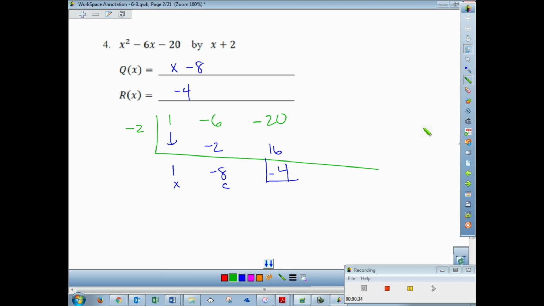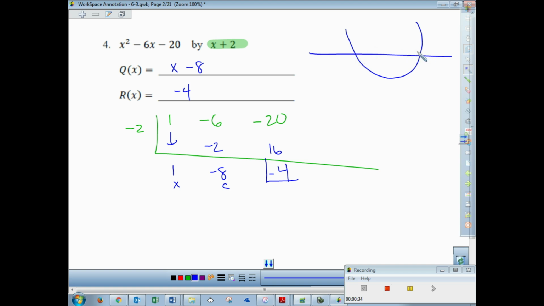What we just basically proved was that negative 2 is not a 0 of this graph right here. If we cross the parabola, it will cross the x-axis, maybe 2 places, maybe 1 place, maybe no places. I can tell you where it doesn't cross it at. It doesn't cross it at negative 2 because at negative 2, we would have got a remainder of 0 if it would have been a root. We didn't get a remainder of 0.